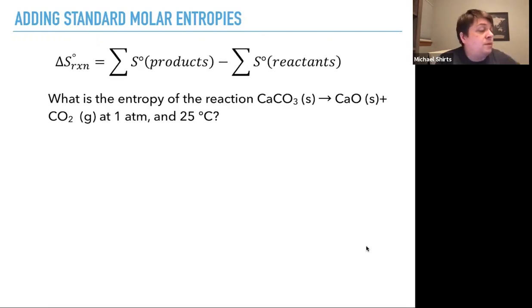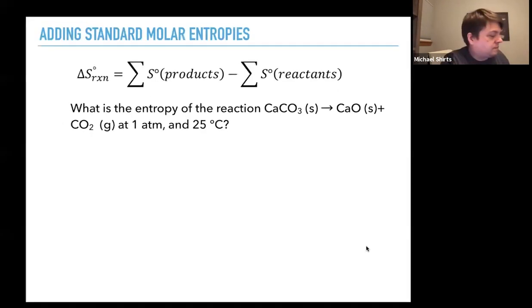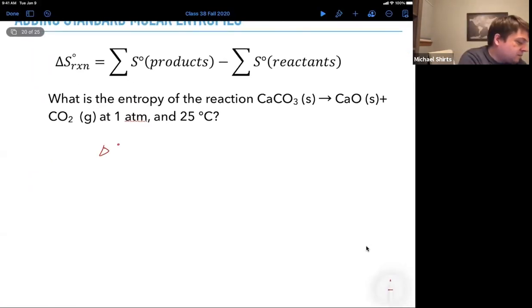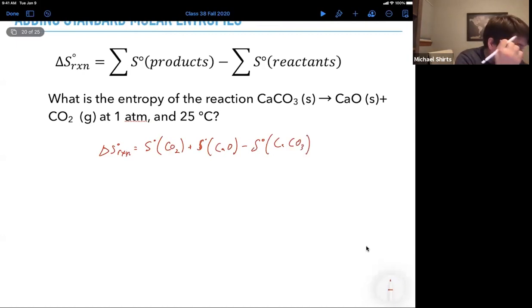Okay, so how do we go through and calculate this? Well, let's just practice. What's the entropy of the reaction where calcium carbonate breaks apart into calcium oxide plus CO2 at 1 atmosphere and 25 degrees C? We don't have to worry about heat capacity or heating anything up. We can just use standard state entropies and enthalpies. So our delta S of reaction is going to be the entropy of one product, CO2, plus the other product, CaO, minus the entropy of CaCO3. And we can look these up from standard tables. I don't have them right here, but you can look them up.